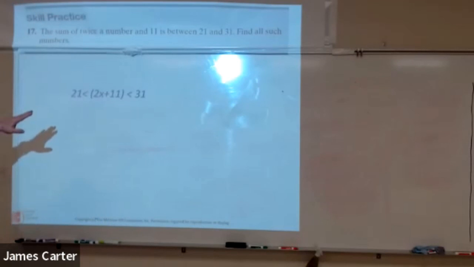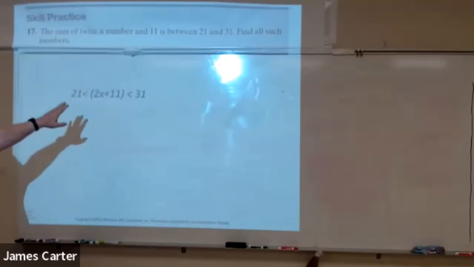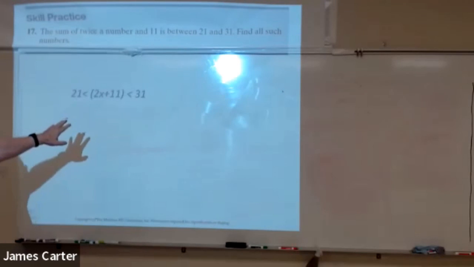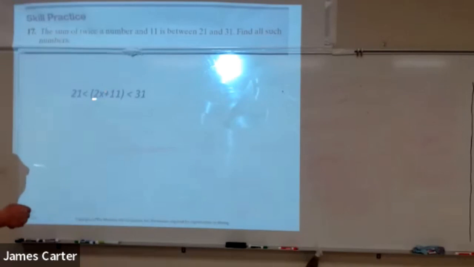This is just, instead of any expression writing exercise, simply an inequality writing exercise. That's all this is. They want you to write the formula for this. The sum of twice the number and 11 is between 21 and 31. 21 is the littlest number, 31 is the greatest number. Now, does that statement make sense to you?